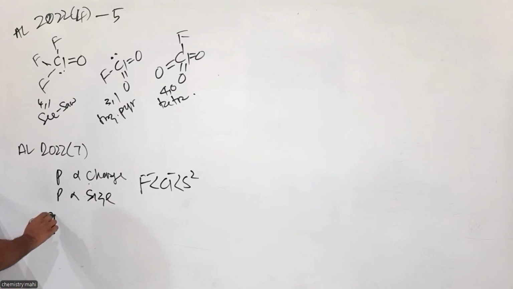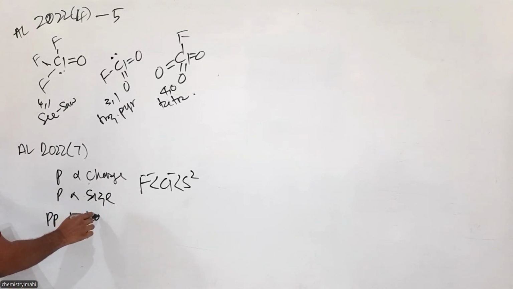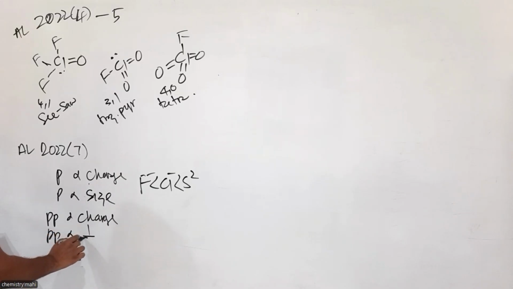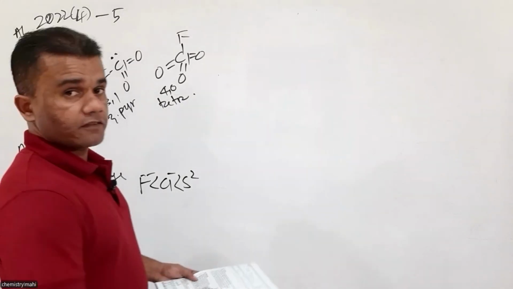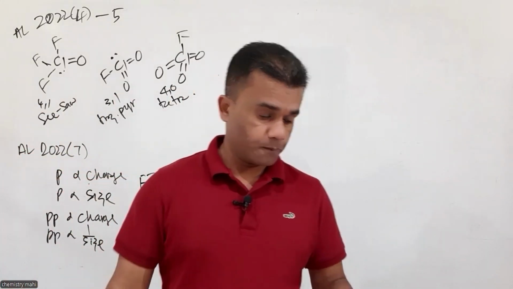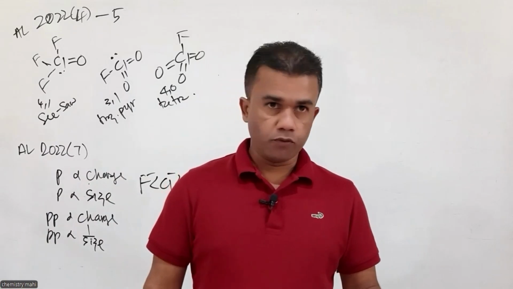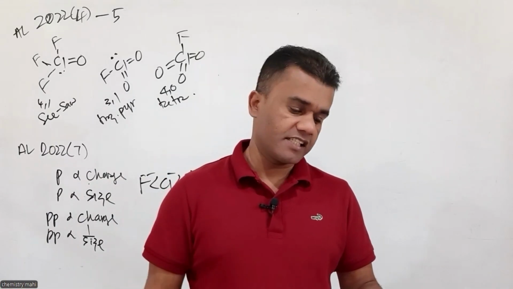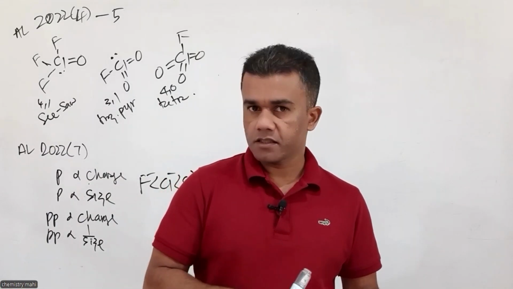Thereafter, we have polarizing power. Polarizing power is directly proportional to the charge of the cation, and inversely proportional to the size of the cation. We discuss all these things when we discuss the theories. I hope you remember, therefore I don't discuss it in detail. Here, I explain only how to get the answer.